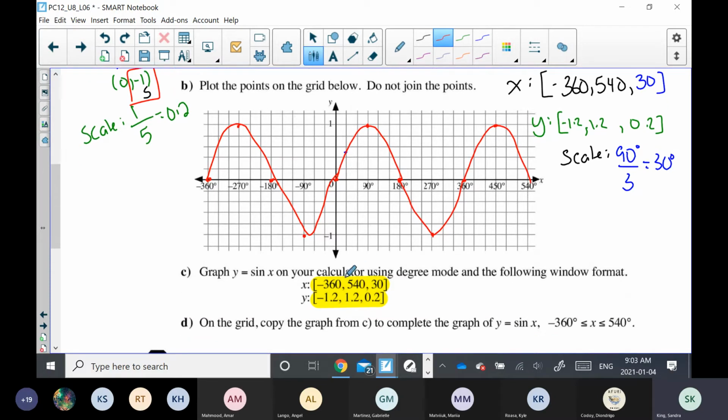They actually give you the window here, which they really shouldn't, because on a test, you would not be given the window. What you would be given on a test is the grid paper, exactly like I showed, and you would have to figure out the window. So you'd have to be able to read that it's -360 to 540, figure out what the scale is. They gave it to you. You'd have to be able to figure out the y values as well, that it's -1.2 to 1.2, and what the scale was. Okay.